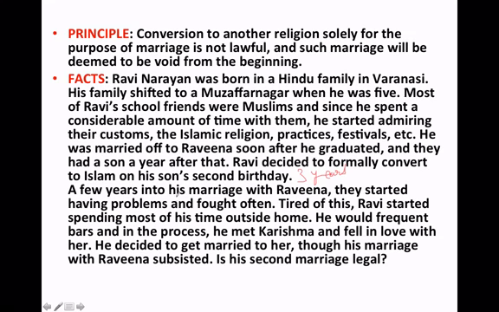Now a few years into his marriage, they started having problems and they fought often. Tired of this, Ravi started spending most of his time outside home. He would frequent bars, and in the process, he met Karishma and fell in love with her. He decided to get married to her, though his marriage with Ravina subsisted. Subsisted means it is continuing, it is also going on. Is this second marriage legal?